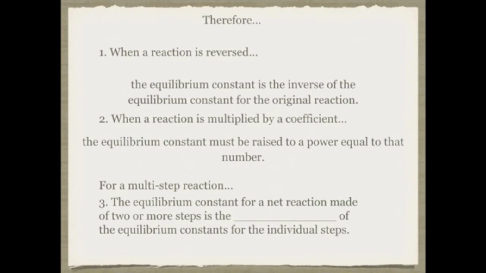Finally, if I have a multi-step reaction, the equilibrium constant for the net reaction made of 2 or more steps is simply going to be the product of the equilibrium constants for those individual steps. So in the example, I flipped both of the reactions, so I found the inverse of the equilibrium constants, and then to find the equilibrium constant of the reaction I was concerned with, I simply multiplied those new equilibrium constants together. So those are the ways that you can manipulate your reactions and subsequently calculate your equilibrium constant after you have completed those manipulations.